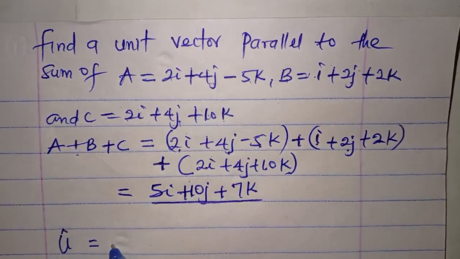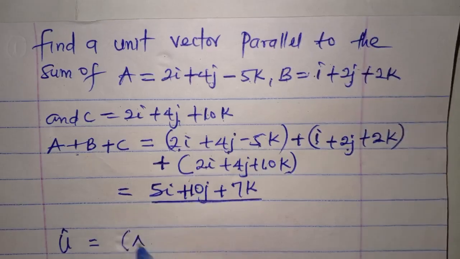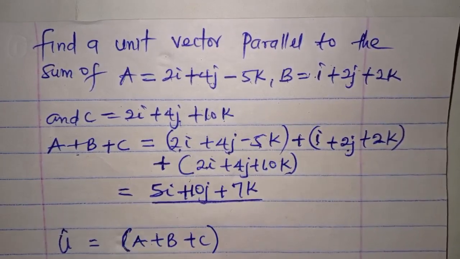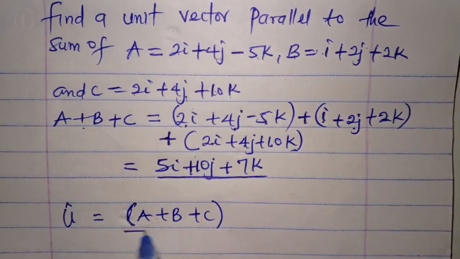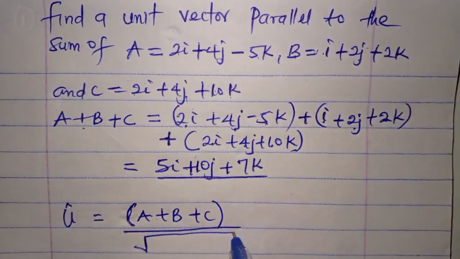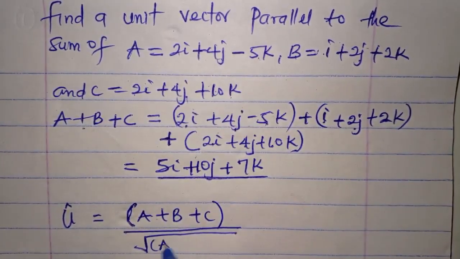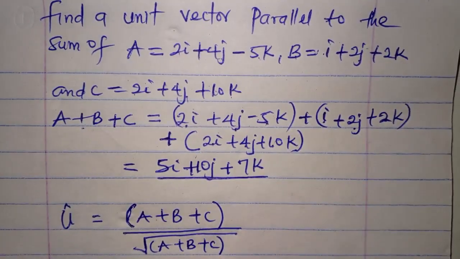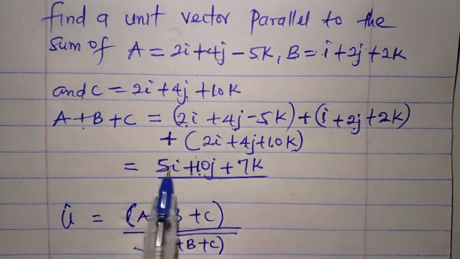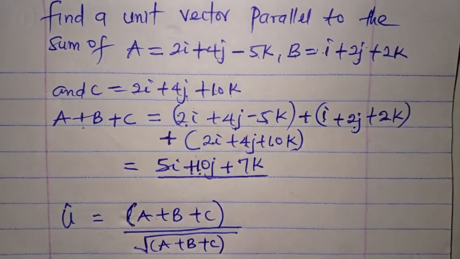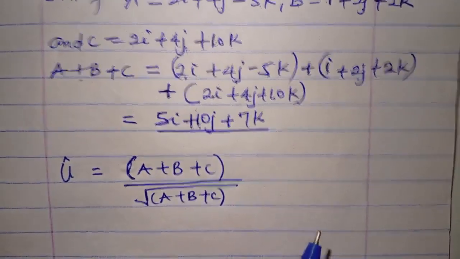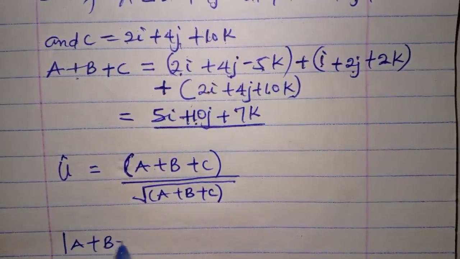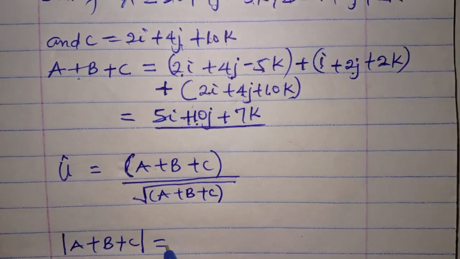The sum of the vectors A, B, and C, A plus B plus C, divided by the modulus of the sum of the vectors A plus B plus C. So we need the modulus of this resultant, 5i plus 10j plus 7k. Okay, so let us determine that. The absolute value of the sum of A and B and C is this.